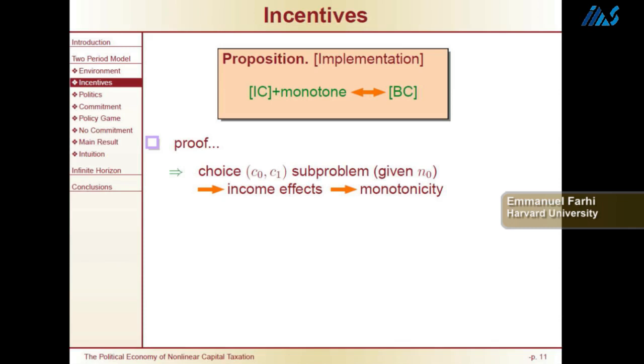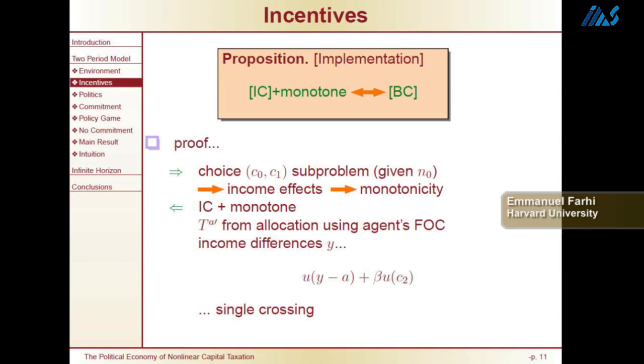For a given n0, I can look at the choice for c0 and c1, and you can see that you're going to get monotonicity here, and so it's going to be easy to implement with a capital tax. Now, I think I got the two directions wrong, but anyways. This was the other way around, sorry. This was going this way.